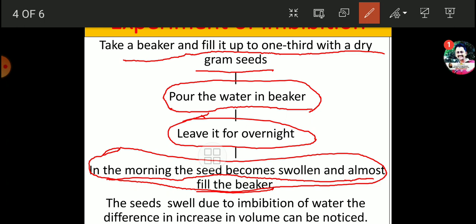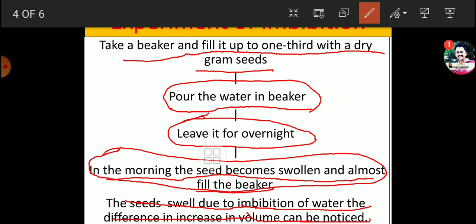the whole beaker. Actually the seeds were 1/3, the capacity of the beaker 1/3 filled by the gram seeds. But in the morning we will find that because of the increase in volume, it has become a full beaker of swollen gram seeds. The seeds swell due to imbibition of water, and the difference in increase in volume can be noticed.